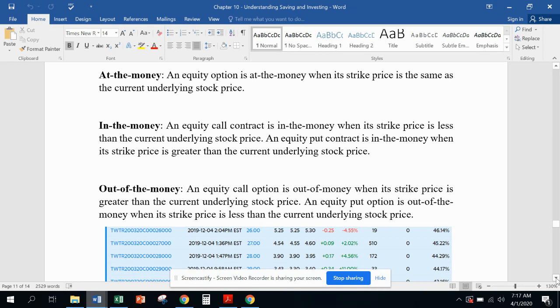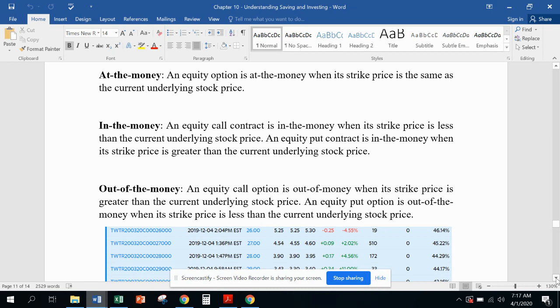Now we have to flip that whole scenario when we're talking about puts. So I have the right to sell, let's say, at a 255 strike price for Apple. I bought a put option at 255, so I have the right to sell at 255. If the market price goes down below that, it's better to sell at 255 than at the lower price.